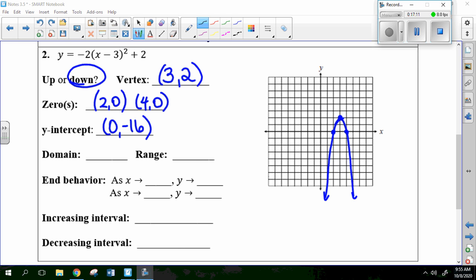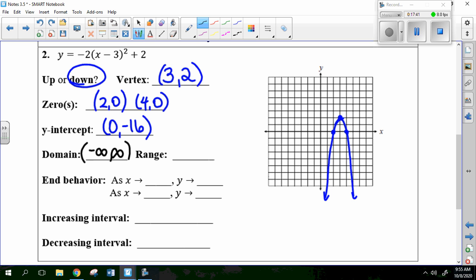Hopefully you were able to get everything that I've done so far straight from Desmos. Just make sure yours looks something like the one on Desmos when you graph it. All right, what's the domain of all of these U-shaped graphs? Where does it start and where does it end? To positive infinity. Perfect.